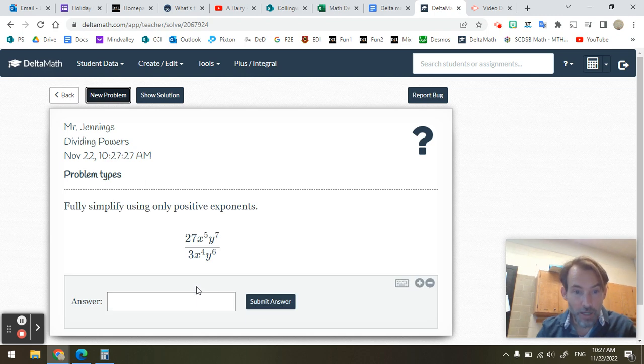Hey, let's do another one. This one is 9xy. Do I know that? Because 27 divided by 3 is 9. X to the 5 divided by x to the 4 is just x. It's x to the 5 minus 4, which is x to the 1. And then y to the 7 over y to the 6, that's just y.